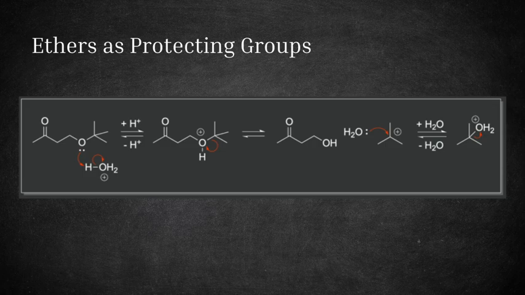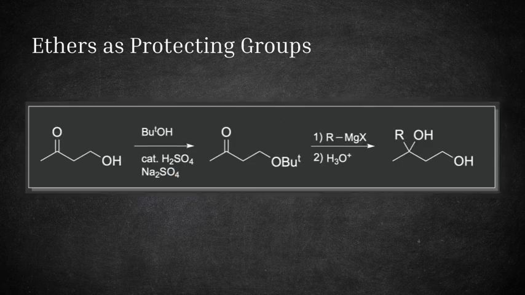The reaction then relies on the large abundance of water in the system to establish equilibrium between the tertiary carbocation and the tertiary oxonium ion, ultimately regenerating the original unprotected alcohol. This cleavage step naturally complements Grignard reactions, which end with an acid workup.